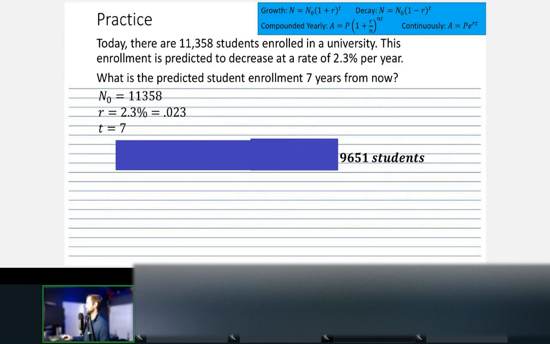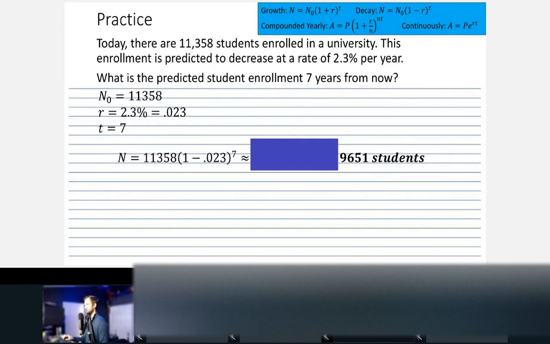You all learned so quickly. You plugged it in, and then you have the rounded answer. I put the rounded answer just to show why it's rounded up to 9651. Nice job, everyone. All right, one more, and we are over time.